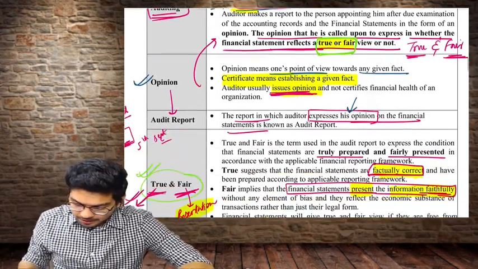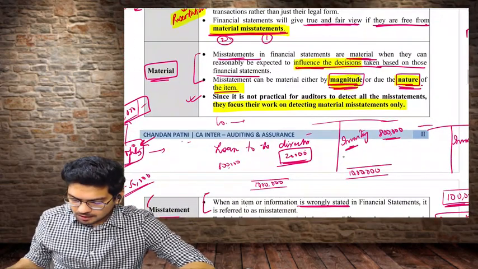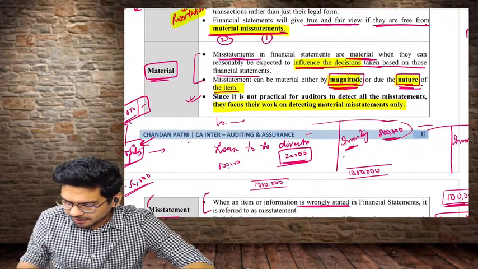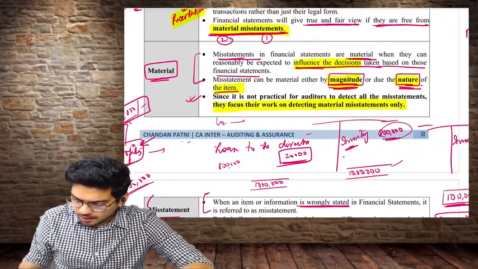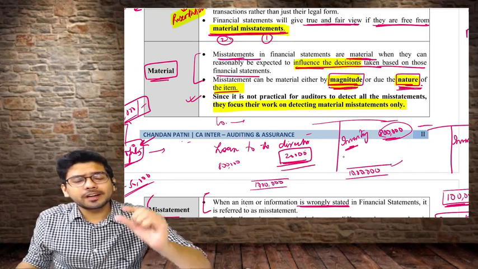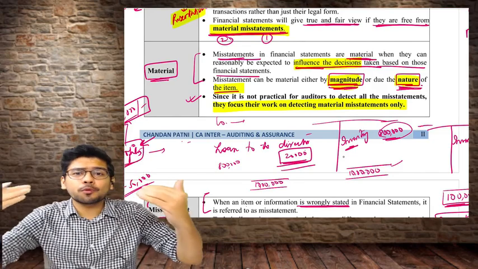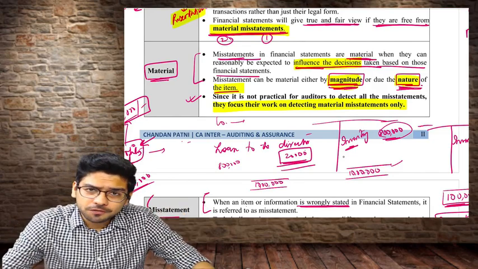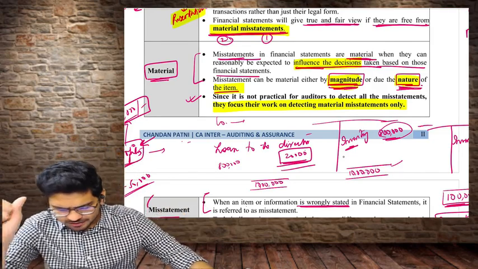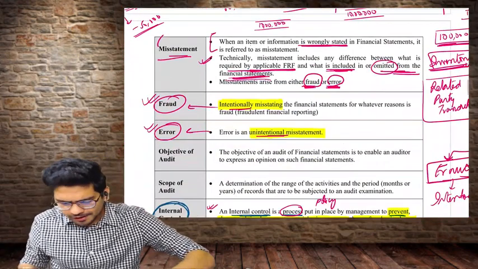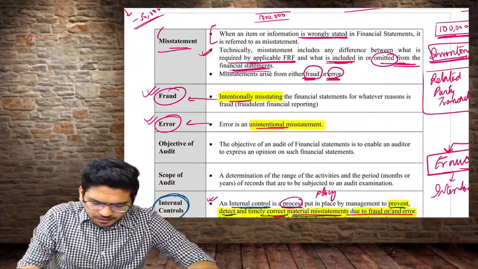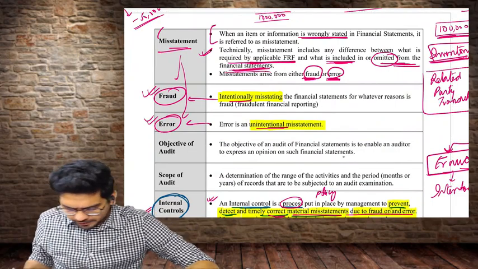If you remember, I gave you the example: for magnitude, let's say inventory is 8 lakhs out of 10 lakhs. And for nature, it can be, let's say, a loan to a director. Even though the amount is very small, the nature of the transaction is such that it needs to be brought to the attention of the shareholders. So this is material. Now I told you that misstatement is either because of fraud or error. We have already covered this.